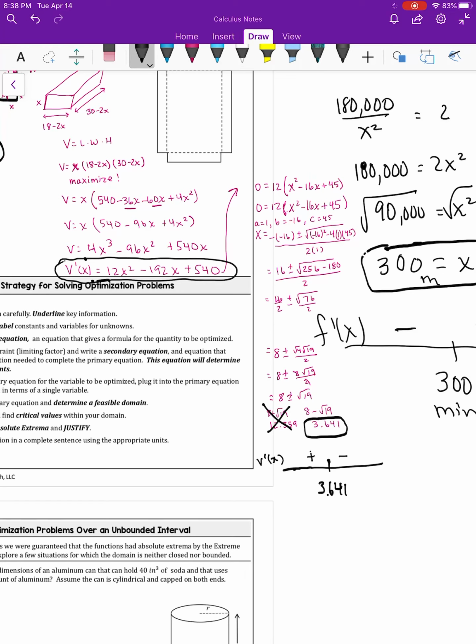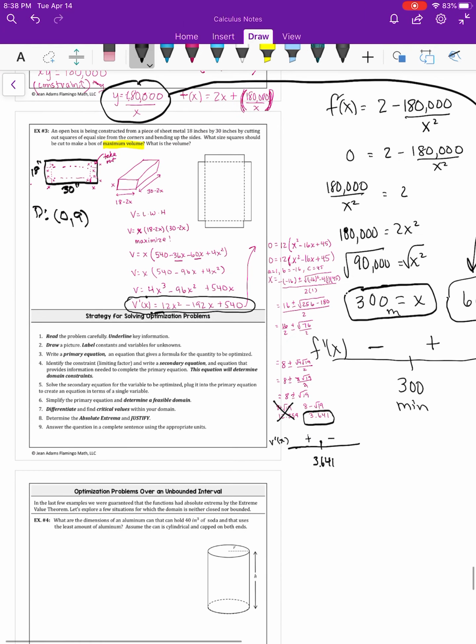I can't remember what I got, but I did make sure that this was a maximum. I did get a positive, and I got a negative when I put a 4 in. So you just want to put a value that's smaller and a value that's larger, but you want to keep it in your domain. You couldn't have put a 10 in because your domain only went to 9, okay?